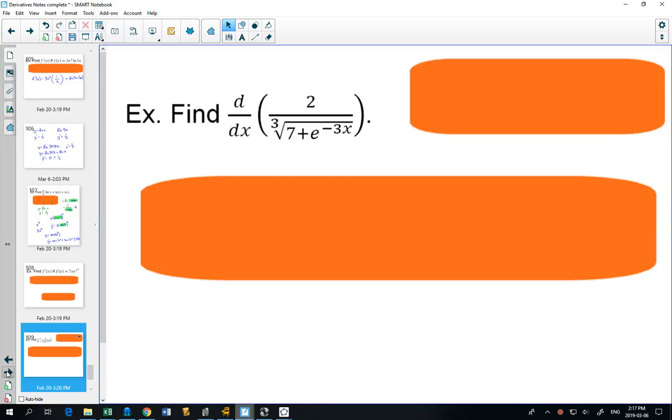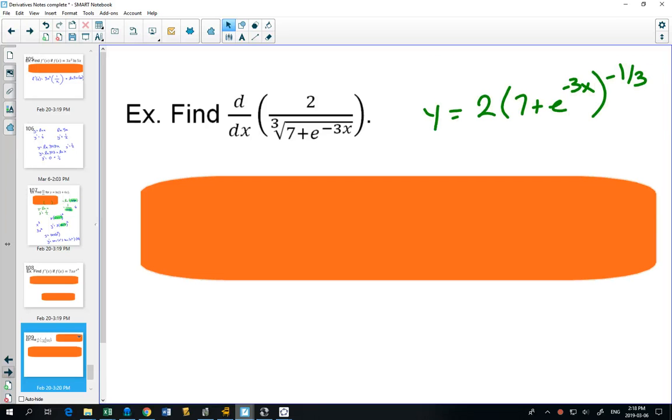Whenever I have this situation where it looks like it could be a quotient rule, but the number on top is a constant, I like to change it to a negative exponent. So the cube root will be a third, but I'll move it up to my numerator to make it a negative a third. Then all I have to do is my chain rule.